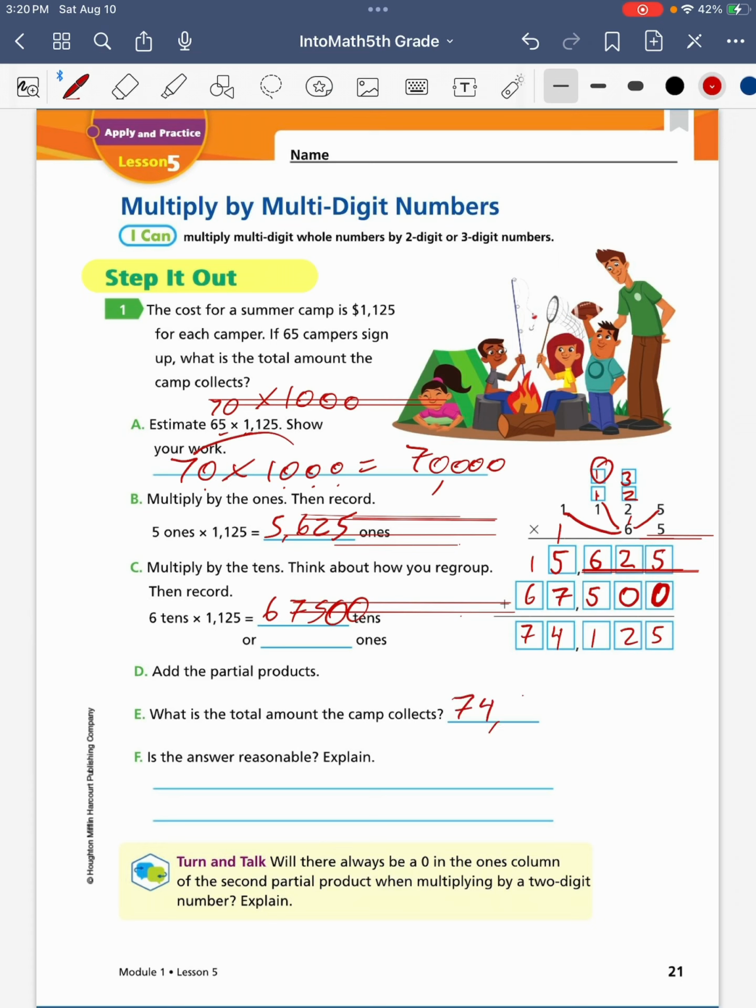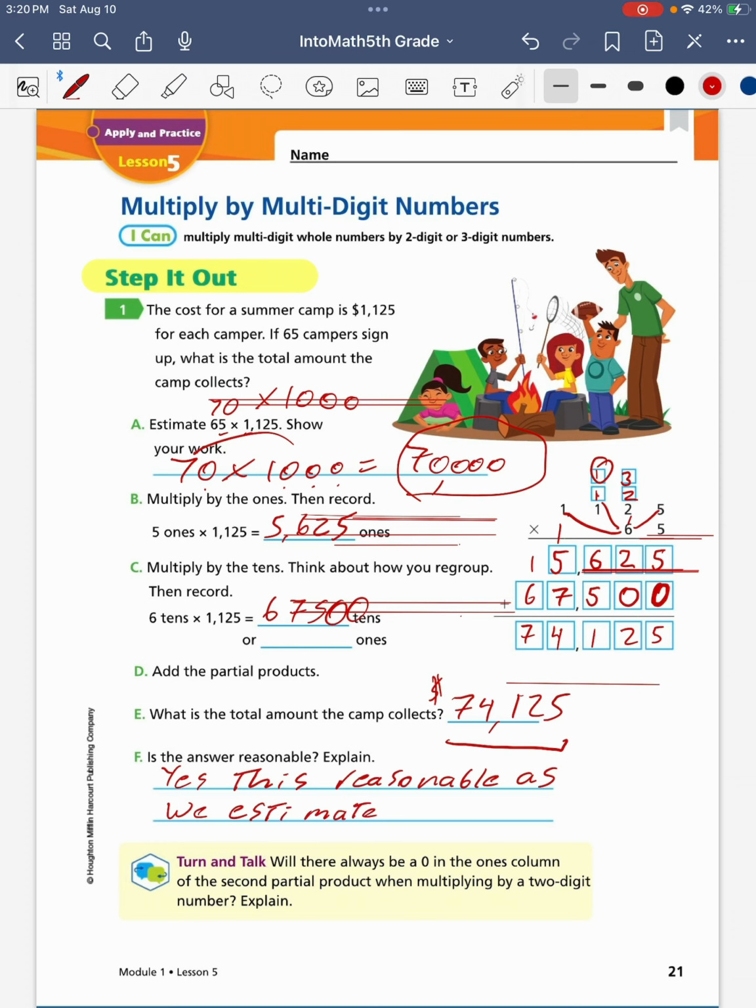The total amount of money that the camp collects is $74,125 for the 65 campers. This is reasonable, as we estimated that it would be approximately 70,000. So yes, this is reasonable, as we estimated a total of 70,000.